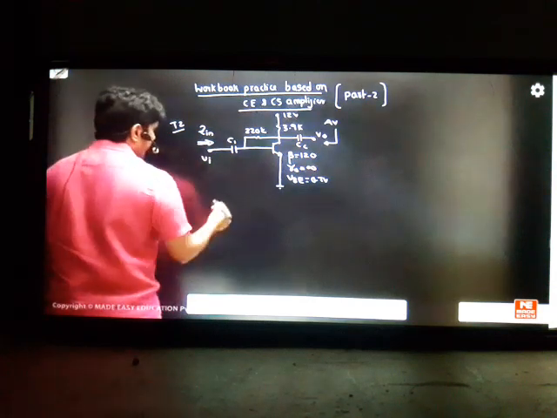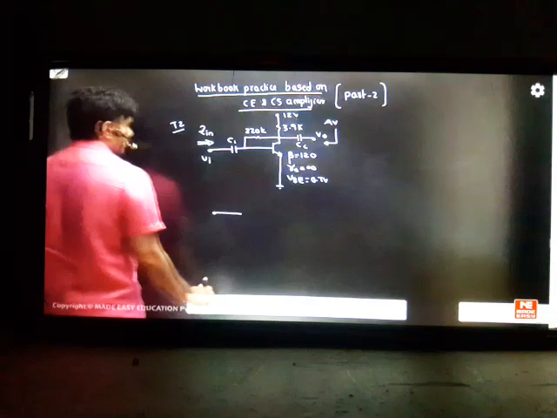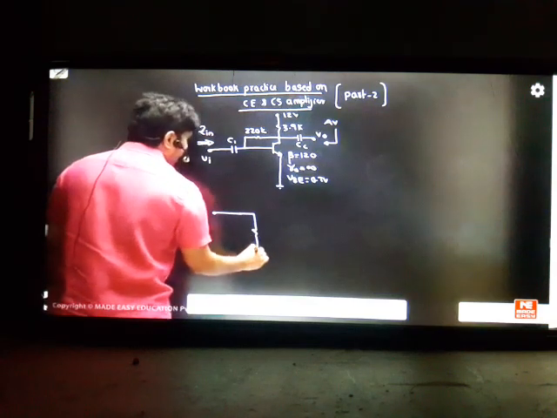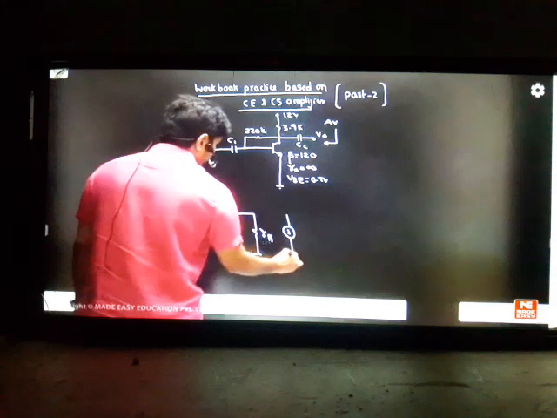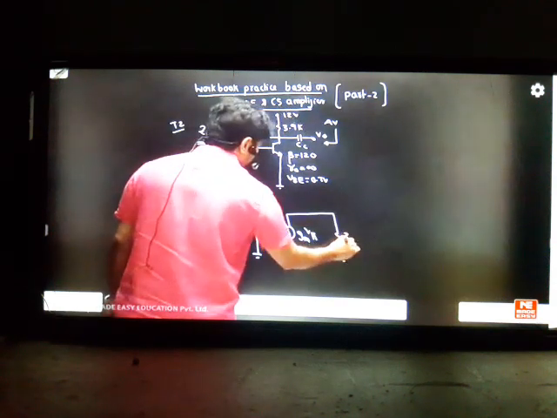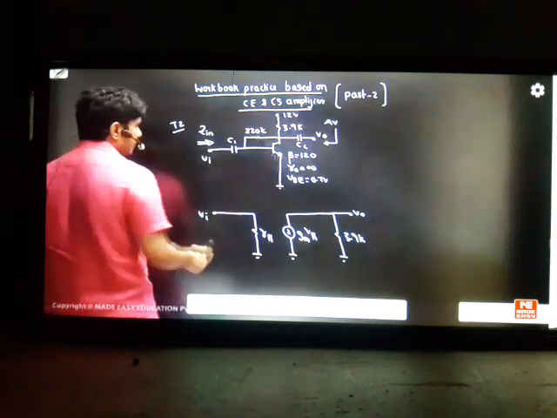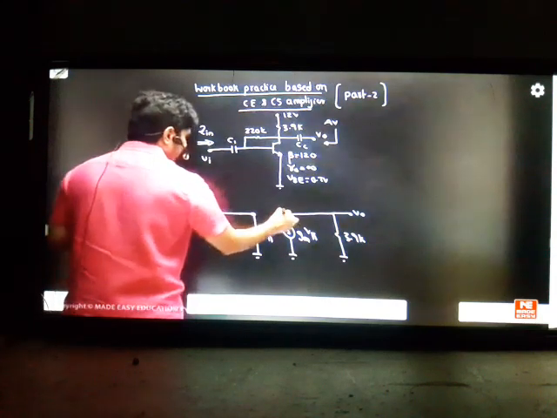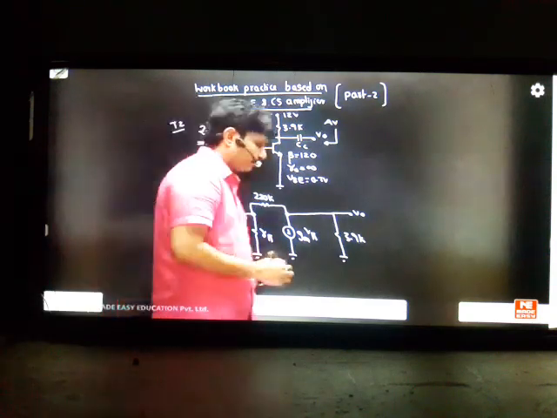If I write this AC model, it looks like this. There will be some R pi. Next we can have a current source, Gm into V pi. Next we have 3.9K. This is your output. This is your input. Up to here this model is completed. The only problem here is from this point to this point, one resistor is connected like this. This is 220K. So this is the problem coming in this biasing circuit.